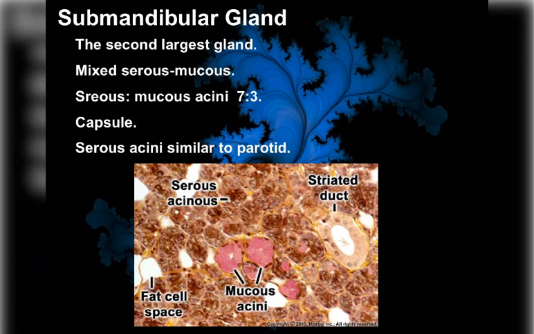The serous to mucous ratio is 7:3, meaning 70% serous, 30% mucous. So 70% of the secretory end pieces are serous and 30% of the secretory end pieces are mucous. And this is reflected in the secretions. So we expect the secretions to be 70% serous and 30% mucous. It has a capsule like any salivary gland, and its serous acini are similar to those of the parotid.